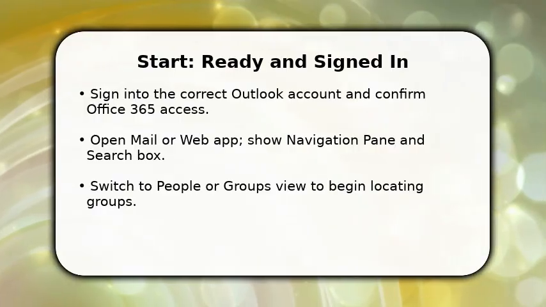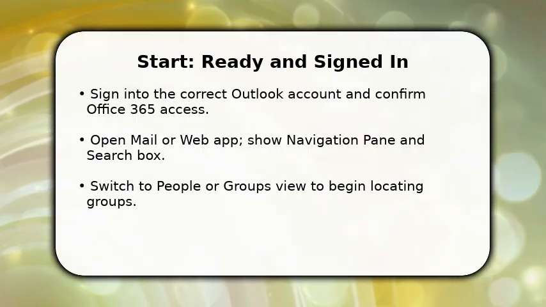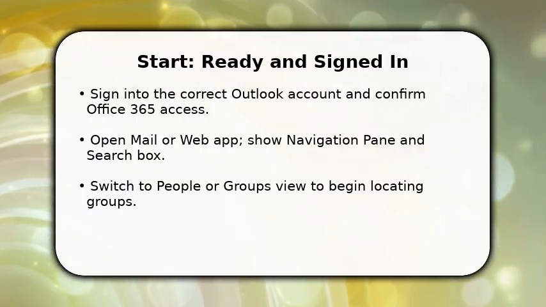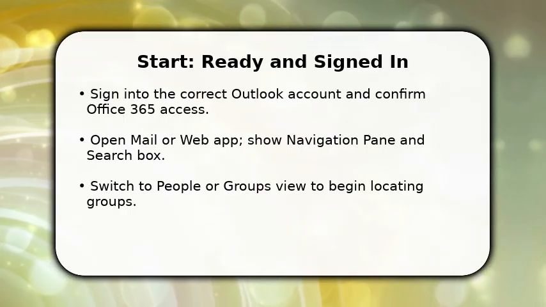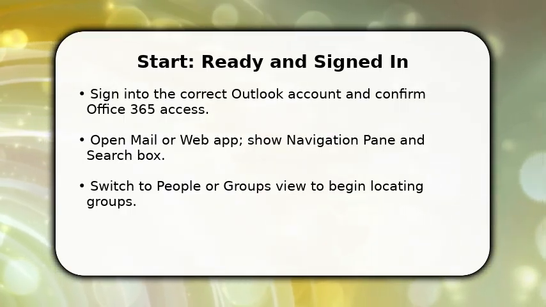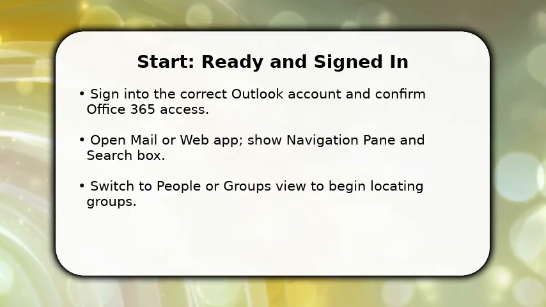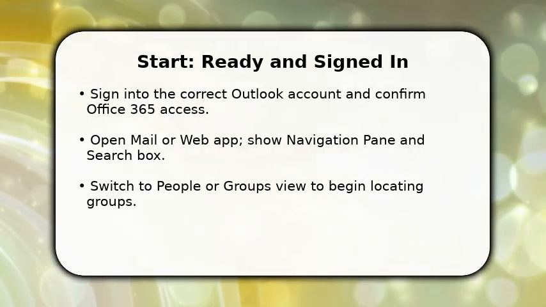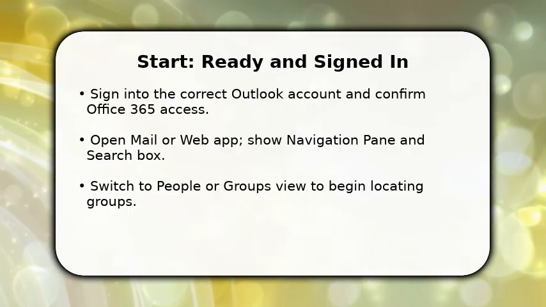You should already be signed into the Outlook account you use for work or school. First, open Outlook Desktop or Outlook on the web and make sure the navigation pane is visible. This gives you access to Mail, People, and Groups. Once done, click People or expand the Groups section in the left pane.